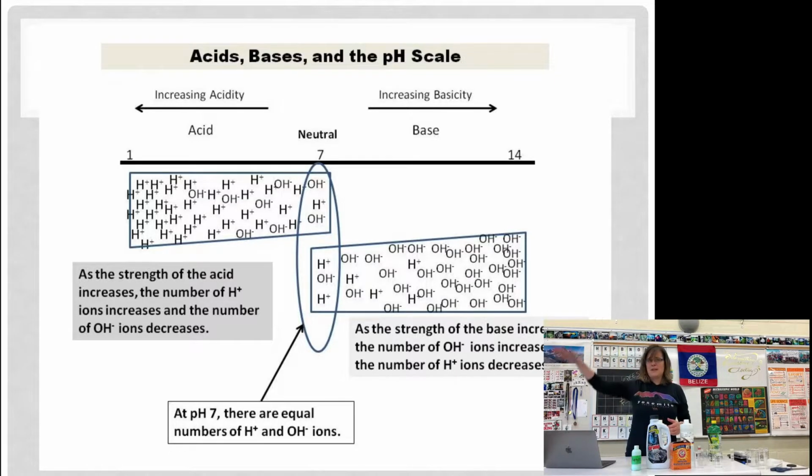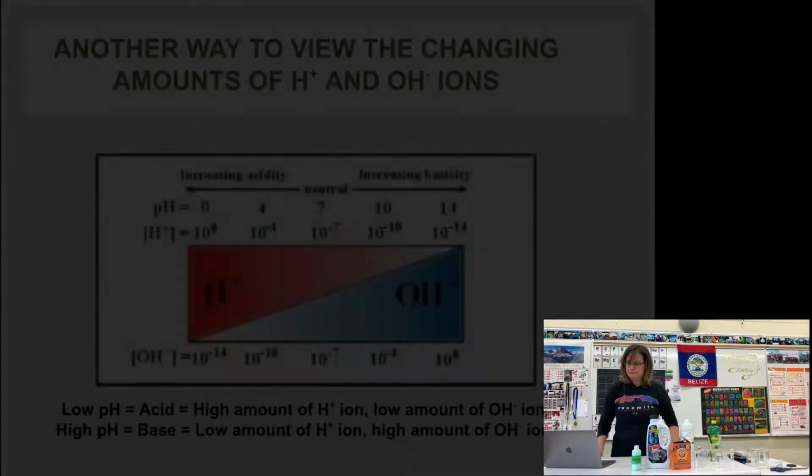If we look on the other side of things, on the basic side, you notice that as you get more basic, you get more hydroxide ions, which is the OHs. So more OHs means more basic. So as the strength of the acid increases, the strength of the hydrogen ions increases and decreases the OH. And if we look on the other side, on basic, we have more hydroxide ions. At 7, there's an equal amount of hydrogen and hydroxide ions, so it's called neutral.